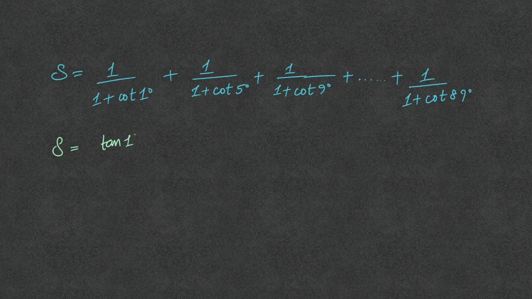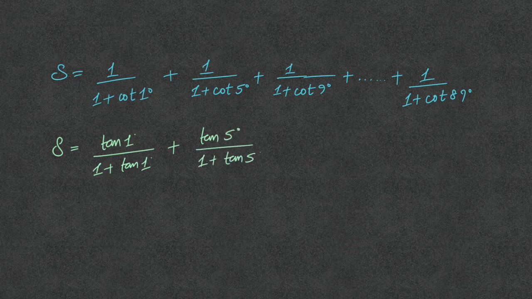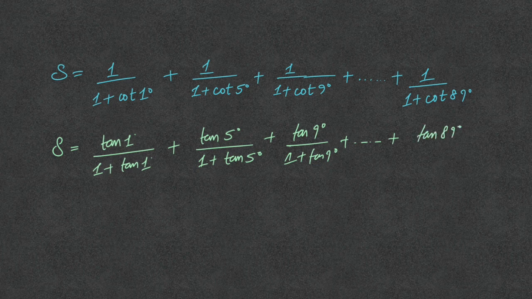tangent of 1 degree divided by 1 plus tangent 1 degree, plus tangent of 5 degree upon 1 plus tangent of 5 degree, plus tangent of 9 degree upon 1 plus tangent of 9 degree, plus so on up to tangent of 89 degree upon 1 plus tangent of 89 degree. Now let it be equation number A.